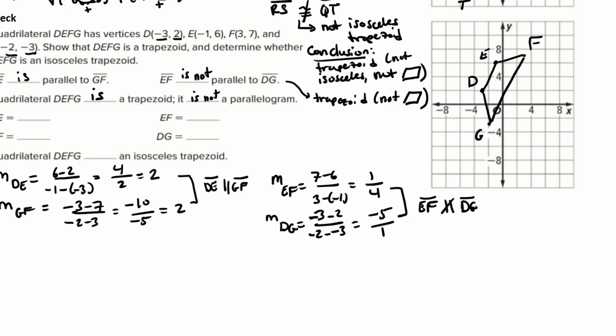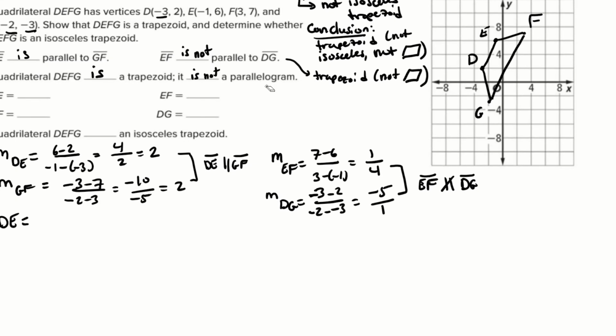All right, so let's find the length of DE. To get DE, we need to use the distance formula. Remember, you subtract the x coordinates, subtract the y coordinates, and then square it. So you get negative 3 for DE, so negative 3 minus negative 1 squared plus subtract the 2 y coordinates, 2 minus 6 squared. Again, the order doesn't matter.